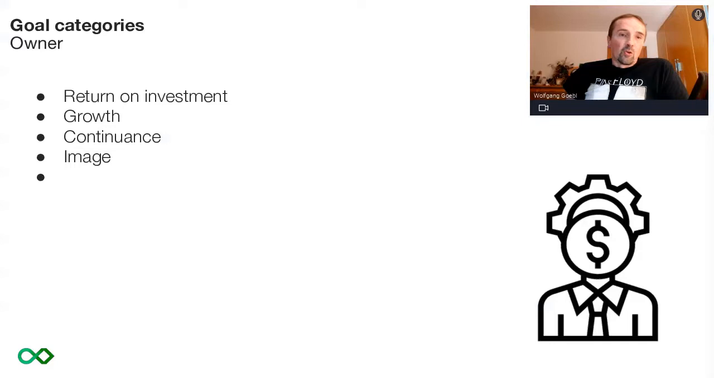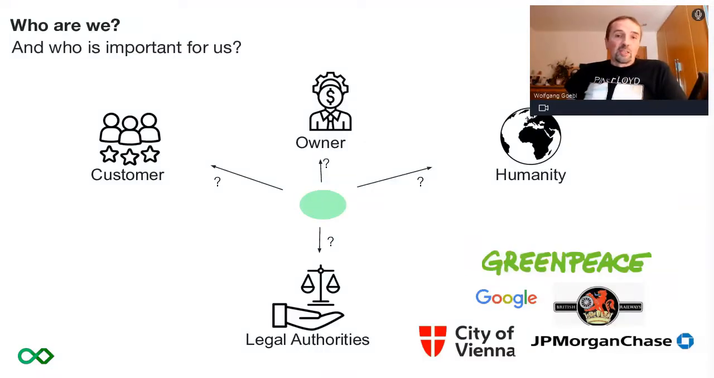Yeah, and then there's an owner. Not all owners, of course, are driven only by return on investment or growth. Some are driven by image, continuance. So maybe if it's a family-led business, people are interested in passing the company to the next generation and so on. So it's very important, of course, to understand the owner. And so the structure of the company very much impacts your goal portfolio.